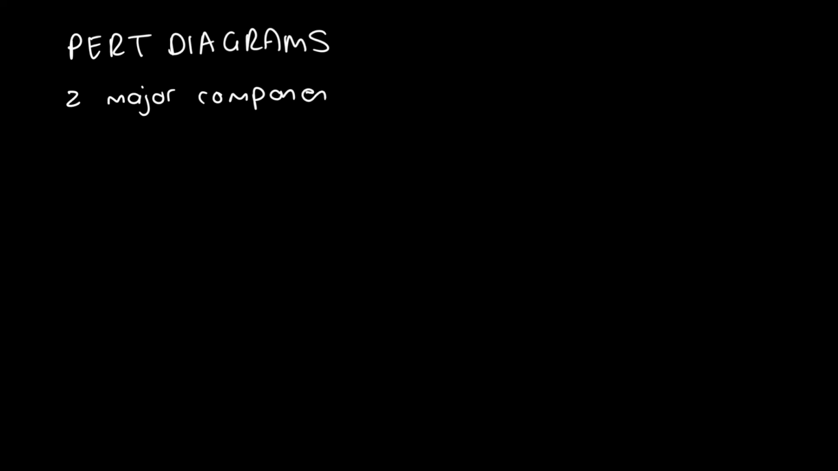Okay, so we're going to look at how to draw PERT diagrams. And obviously, how to draw PERT diagrams involves knowing some of the rules and terminology and symbols that we're going to use in these diagrams. So the first thing we're going to have to consider is that they're made up of two major components. So those components are going to be the activities and the events.